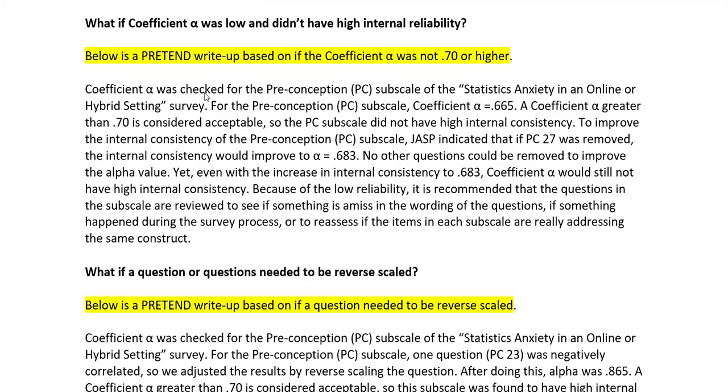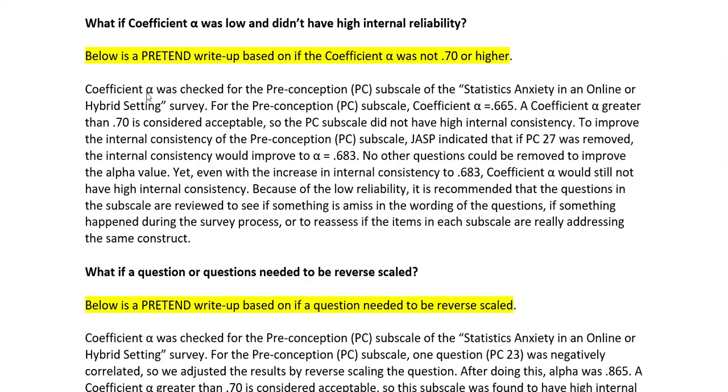Hello! In this video, I'm going to go through some different example write-ups that you might need to use when you're writing up coefficient alpha results. So in this first one, what if coefficient alpha was low and didn't have high internal reliability? Do note this is a pretend write-up. I don't have the actual data, but I wanted to make sure I had an example for you.